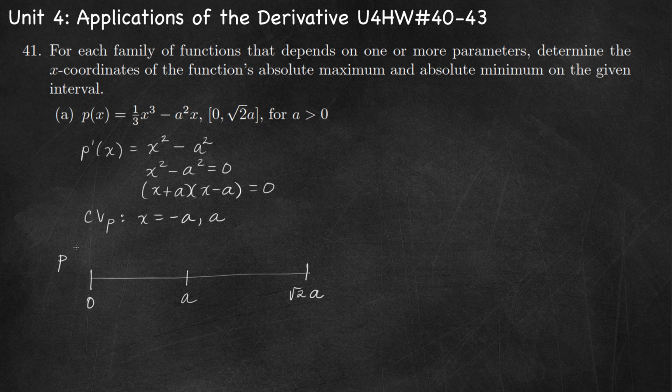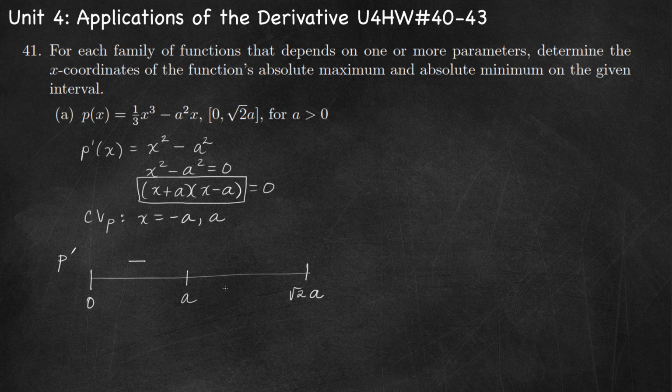We want to test p prime. So I'm going to use the factored form of the equation to see if p prime is positive or negative. A test point between 0 and a could be 1/2 a. So 1/2 a plus a is positive, and then 1/2 a minus a, that's negative 1/2 a, so that's negative. A positive times a negative is a negative.